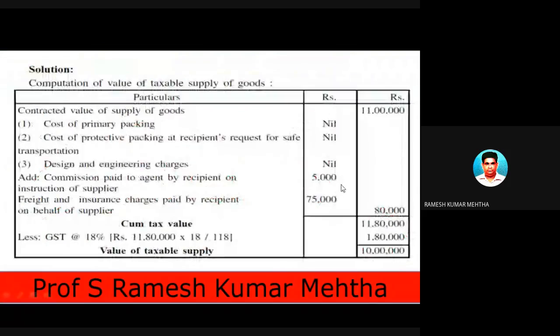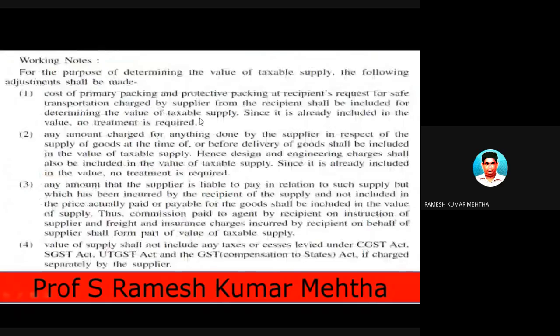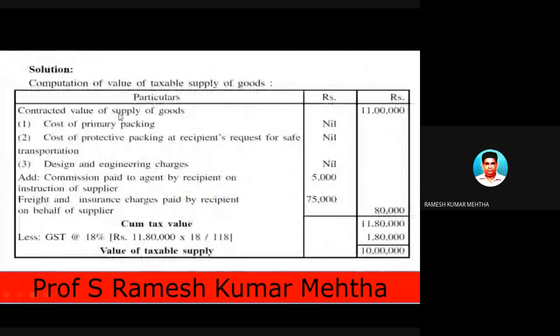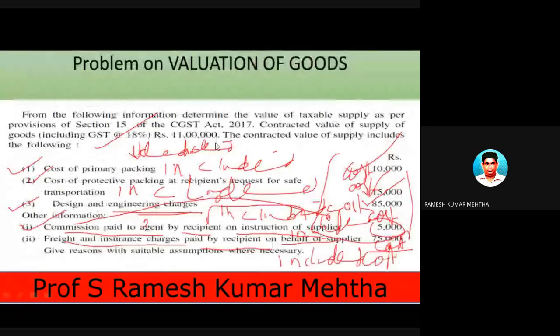Now let's look at the answer. So the contracted value of the goods is 11 lakh rupees. So the contracted value is 11 lakh rupees if you look here. The contracted value includes, so already there is a very important point, the following. All these expenses are included in this one. So already included. Yes, it has to be included, and it has been included. So nothing to be done.